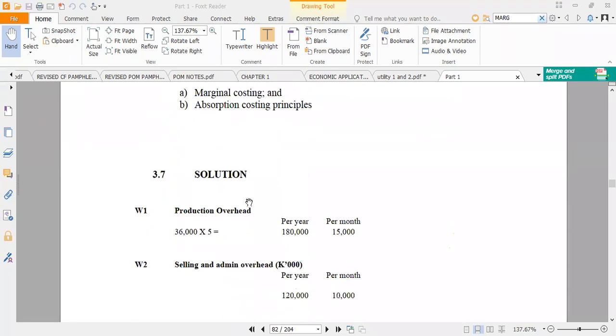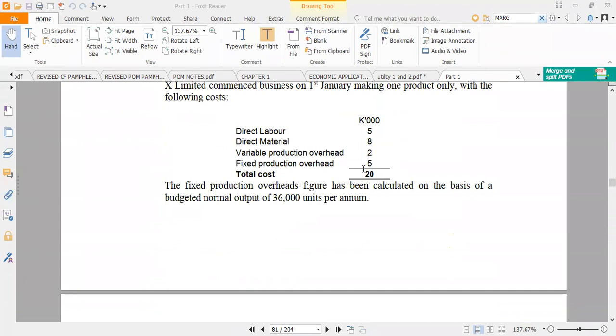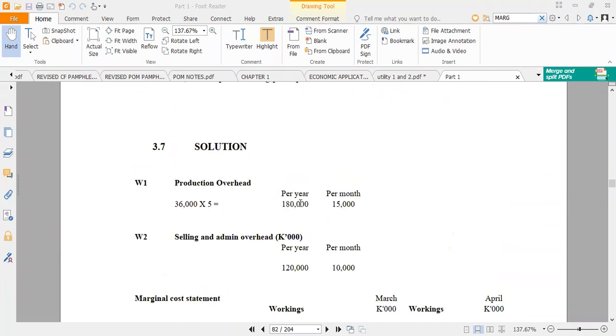Now, we are getting down to the solution. We are saying production overhead is 36,000 units times 5. Why 5? 5 is the fixed cost, which is here in this one. Fixed production overhead is 5. We produce 36,000 units, so we multiply by 5 and get 180,000 kwacha for the overhead. Now 180,000 kwacha divided by 12, we are getting 15,000, because the 180,000 was for the year, since the budgeted units for the year were 36,000. So per month it is 15,000.